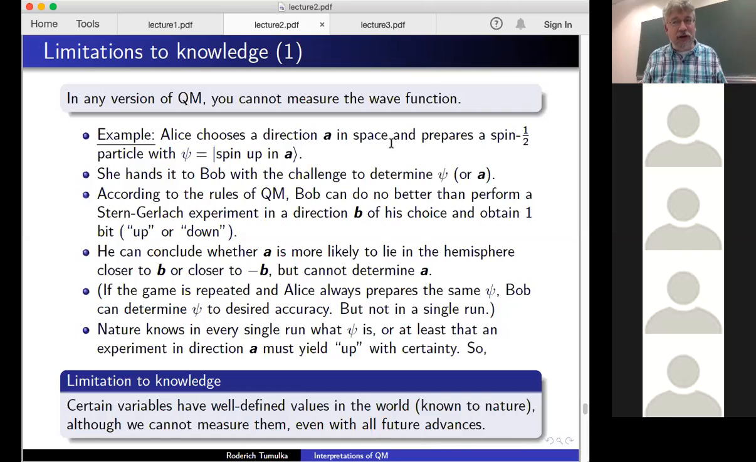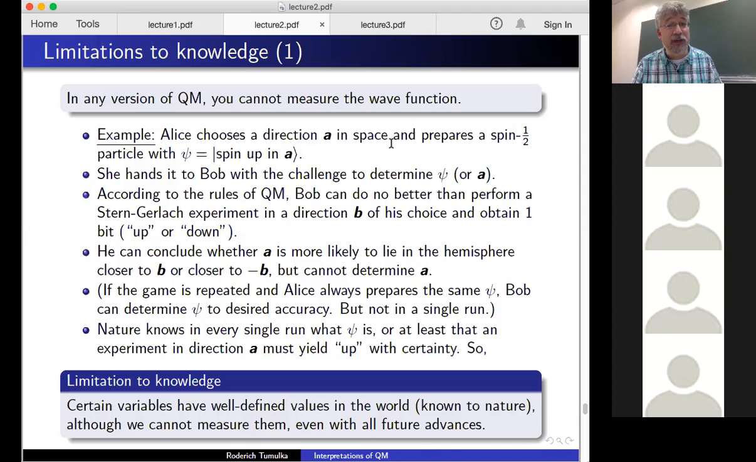Here's a specific version of that. Consider again two experimenters, Alice and Bob. Alice chooses a direction A in space. Any direction is good. She chooses one. Now she prepares a spin 1/2 particle with spin state spin up in direction A. She hands that particle over to Bob, and the challenge for Bob is to determine the wave function, or determine this direction A. So this is more or less the same problem.